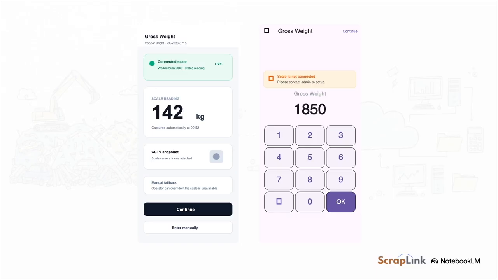On the left, ScrapLink is pulling the gross weight directly from a connected scale, in this case, 142 kilograms. It's automatic, it's live, and most importantly, it automatically snags a CCTV snapshot at the exact moment the weight stabilizes. You literally have visual proof of what was on that scale.